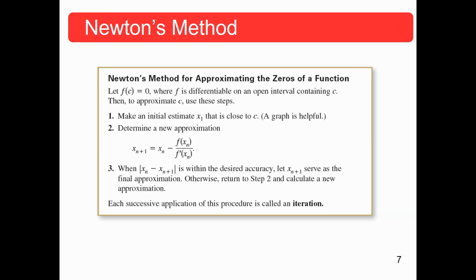Now, when we can take two iterations and find that their difference is within some desired accuracy, then that final x value is going to be our final approximation. Otherwise, we just keep redoing the iterations over and over again, okay?